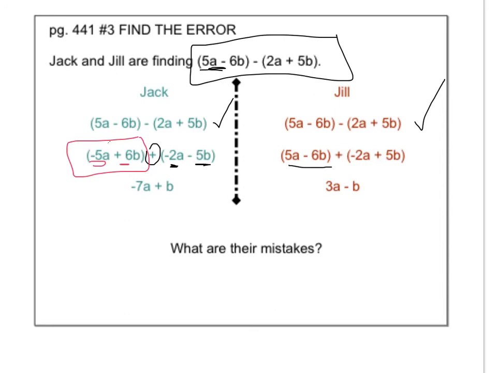It's different. So Jill did okay with that first one, but the second one, she didn't take that 5b and make it negative b. So negative 5b. So those are the errors that could happen as you're going along and solving these problems. Please let me know if you have any questions about these particular equations.